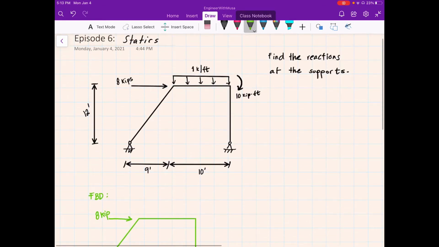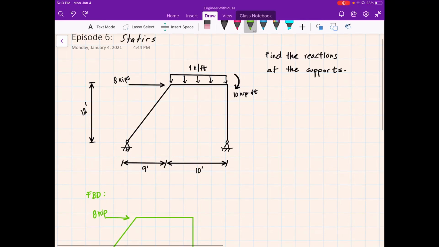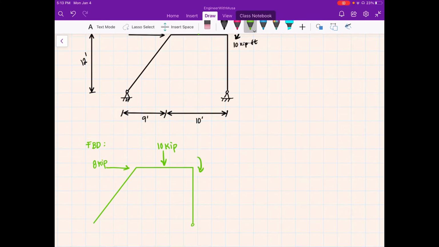And we're gonna take this distributed load and turn it into a point load. So we know that the distribution of this load is 1 kip per foot, and the length of this segment over here is 10 feet. So if we just multiply that, it's gonna be 1 kip per foot times 10 feet. It's gonna be 10 kip acting at the center. So I'll go ahead and do that over here. And we have our external moment over here of 10 kip foot.